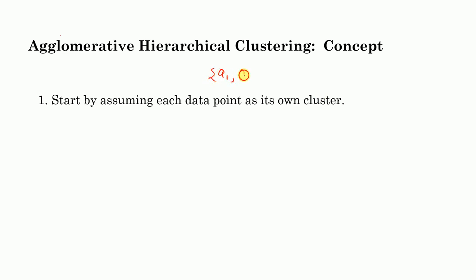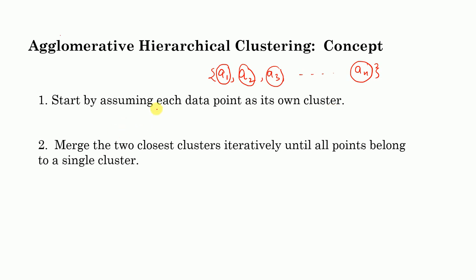Suppose there are n points, A1, A2, A3, up to An. So, initially, what do we have to do? Initially, we will assume that every point is itself a cluster. That is, this one is one cluster, this is the second cluster, the third, and up to this is another cluster. So initially we have to assume every data point as its own cluster.